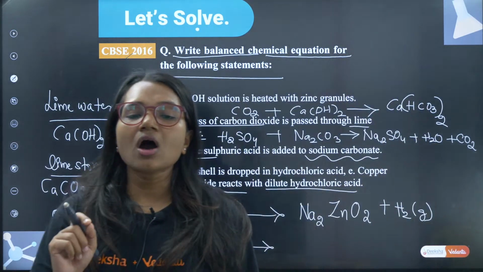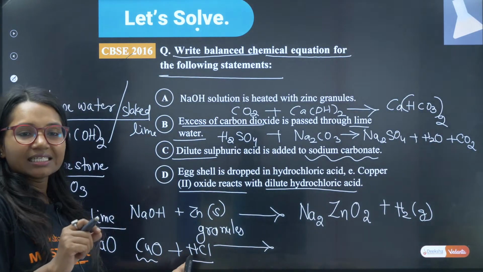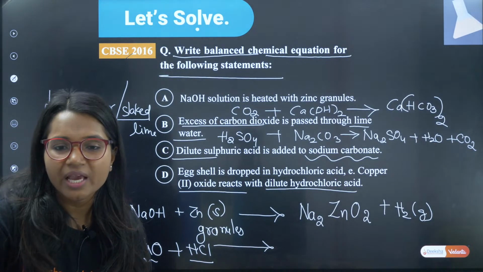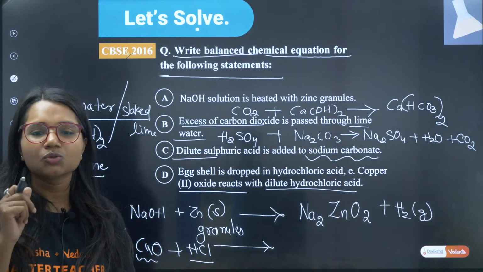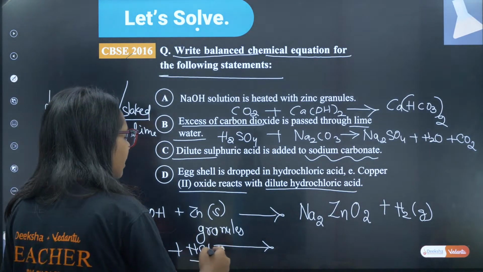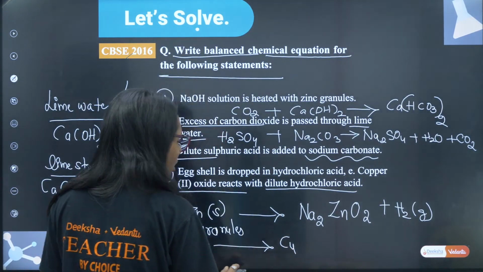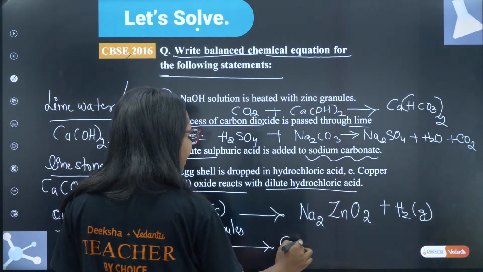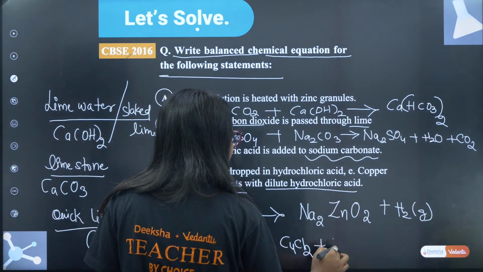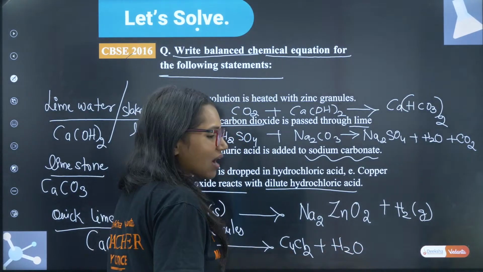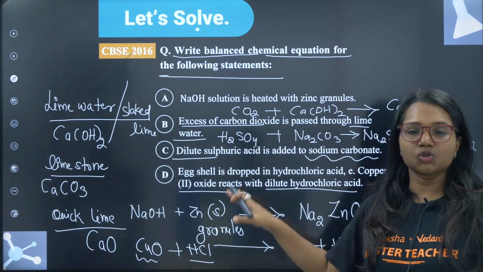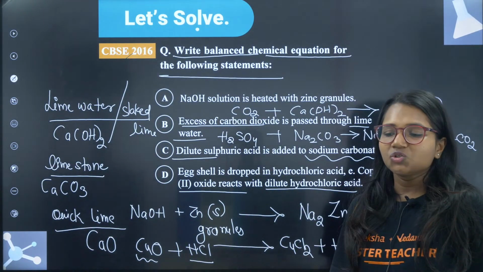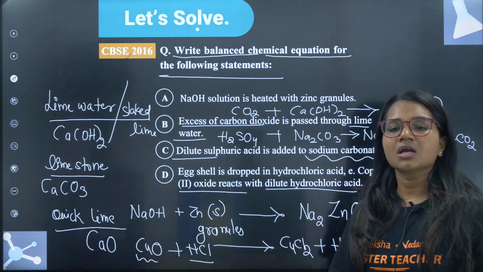Yes, copper oxide is basic in nature. Acid plus base will be what? Tell me. Acid plus base will be salt plus water. Correct? So what salt you are going to get? Copper chloride plus water. Just have a look at these reactions and tell me whether you have understood this all or what.